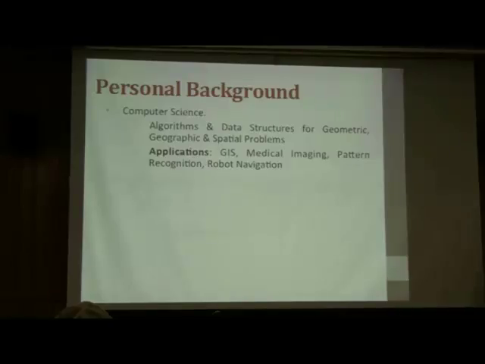So I've worked on research problems, published papers over the years relating to geographic information systems, medical imaging, so issues like how do you take a bunch of two-dimensional cross-sectional slices of some object and put them together to form a three-dimensional model, pattern recognition using computer vision, and some work in robot navigation.